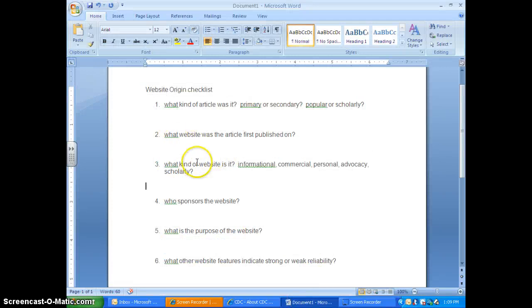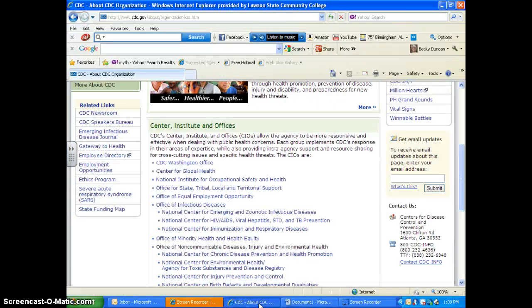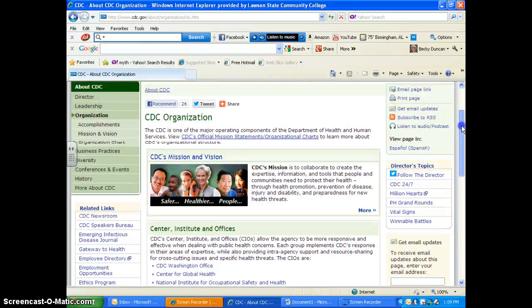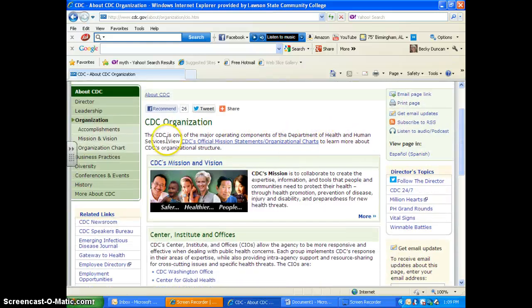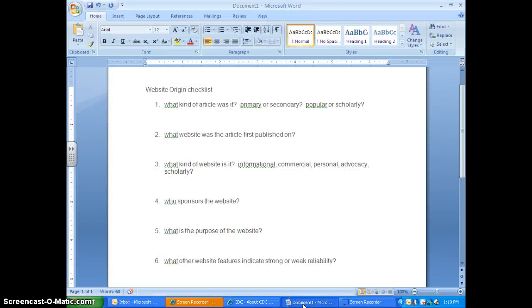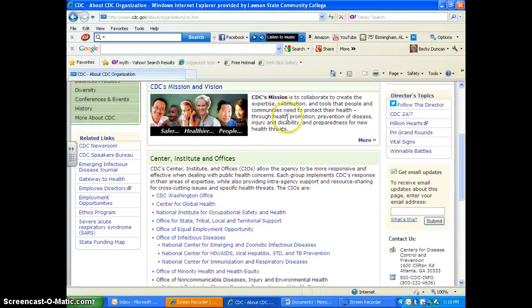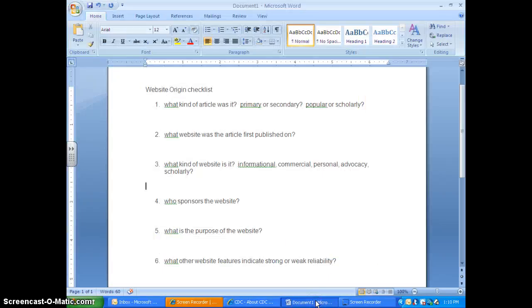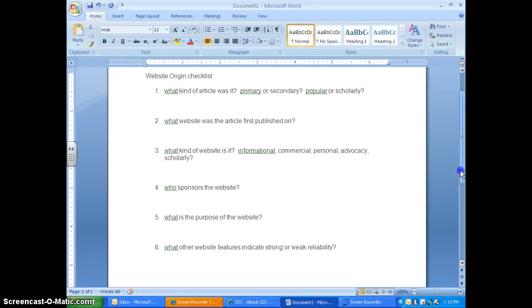So what kind is it? It is informational. We would say it's even on the level of professional and scholarly because it has professional people. Who sponsors the website? Well, it's the government, really, the Department of Health and Human Services. The purpose of the website, we've kind of gotten that already. Give that information. We saw that on the MMWR about getting this information to professionals.